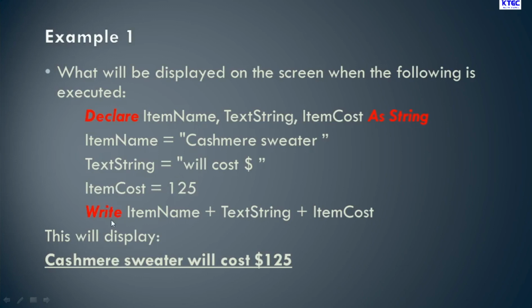So now we want to run it here. But before we run it and display, we'll have to process it. To process it, we concatenate it using the plus sign. So we call the item name, then plus, then we call the text string, then the plus, we call the item cost. So when we run it, item name will display first. So cashmere sweater is displayed. Then it will come to text string. What is inside? Will cost. Then will cost will also display. Then it will come to the third line. What is there? Item cost, then it will display. So that will be the output. I pray you understand. You see it in coding itself.